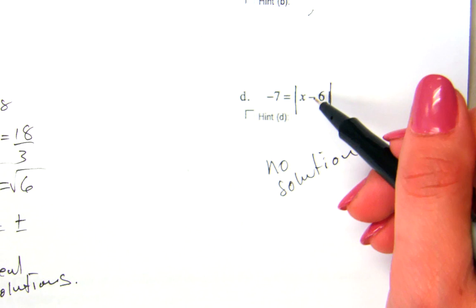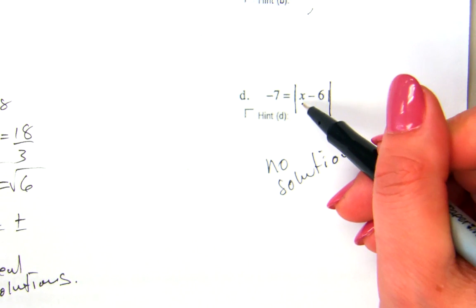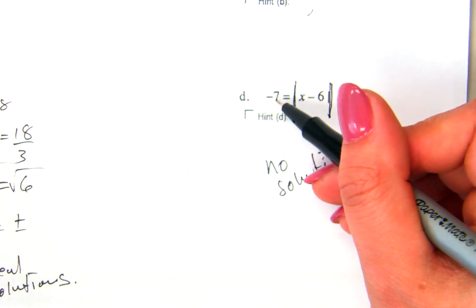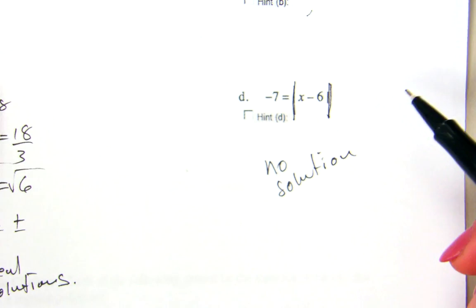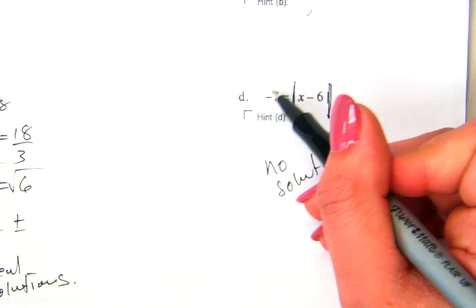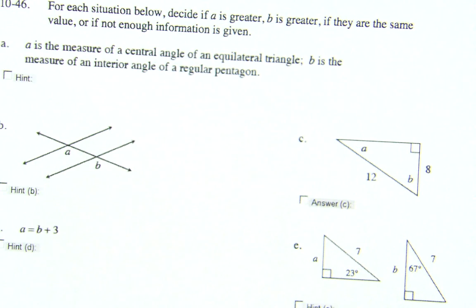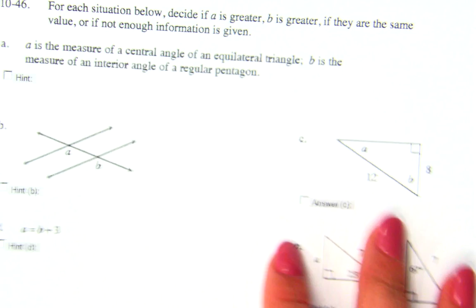No, you can try as much as you want. You're never going to be able to tell me you're going to put a number in here and then you take the absolute value of it and you get a negative 7. Since we're actually talking about a distance, distances are always positive. It's never going to happen. That was 45.